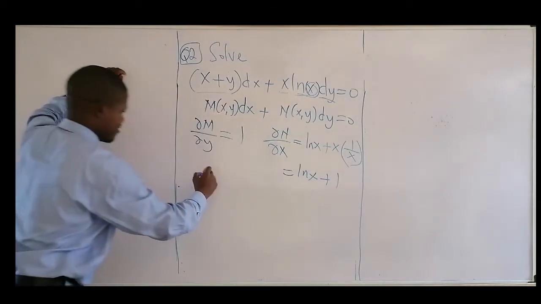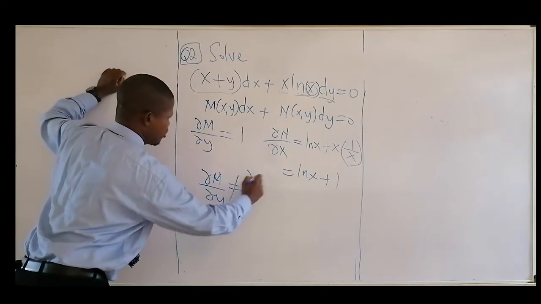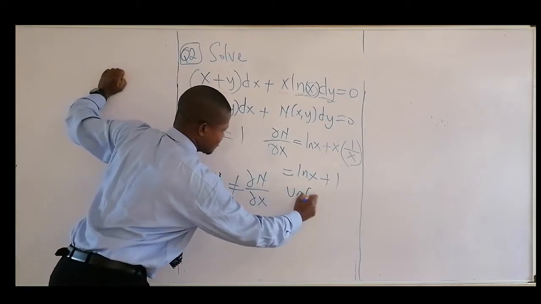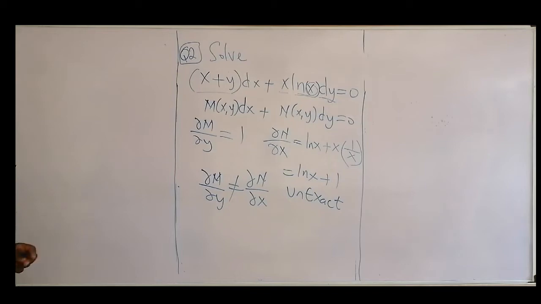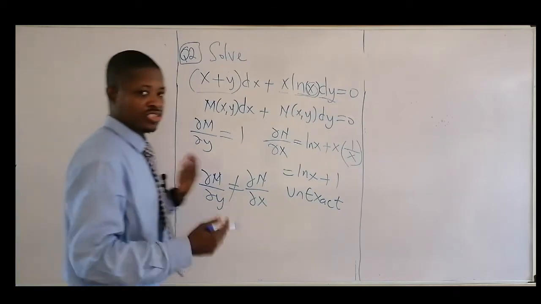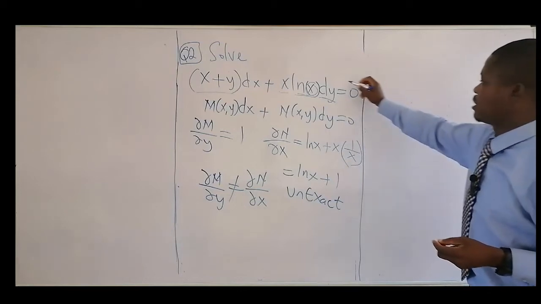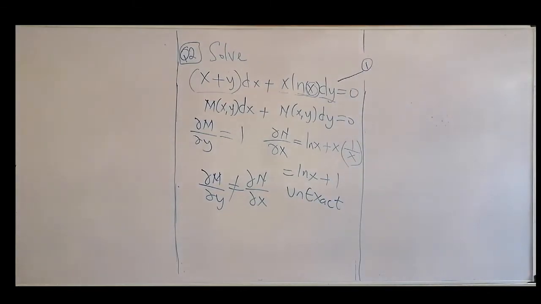So this is not exact. It's not equal to each other. So that makes it not exact. Is that the end of the road? No. Okay, it's not exact, but there is still a process you can take to make this differential equation exact. So what are the processes?